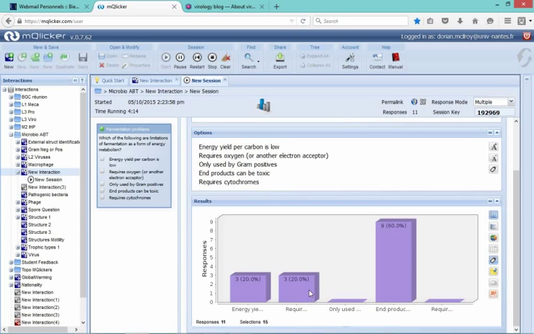And here 3 people say energy is low per carbon, and 3 people say it requires oxygen. This is wrong. One thing you really have to remember: fermentation is anaerobic. It only occurs in the absence of oxygen. So it doesn't require oxygen. It's totally, completely the opposite. If you have no oxygen, then fermentation is a possible form of energy metabolism.